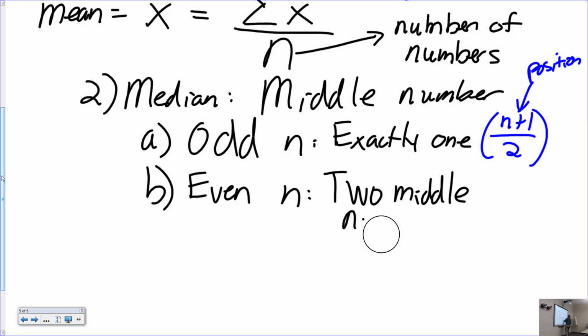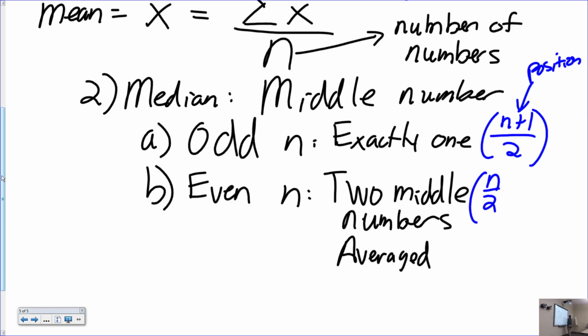So if there are an even number of numbers, folks, there will be two middle numbers, okay? And the way you find the median is by averaging those two numbers together, all right? So add the two numbers together, divide by 2, okay? And the cool thing about this is the position of the numbers in the middle is the halfway point in theory, right?